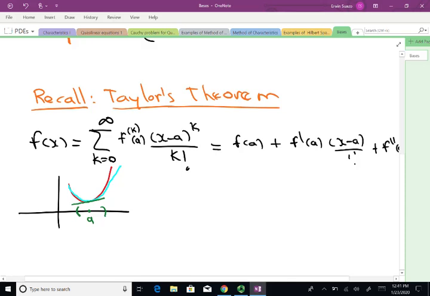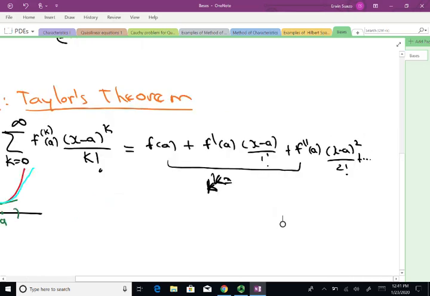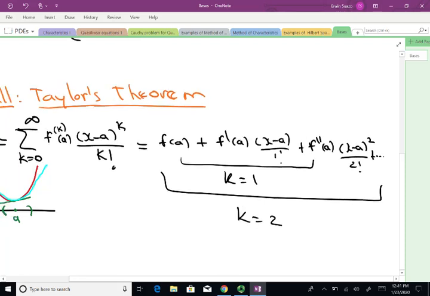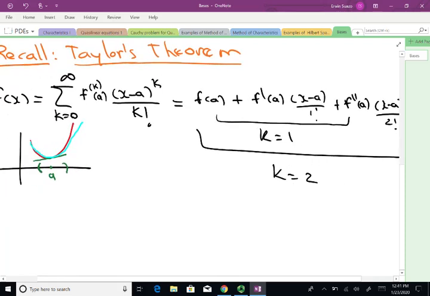With one derivative, this is k equals 1. Until here, this is k equals 2. And keep going, k equals 3, and so on. That's how you do your Taylors.